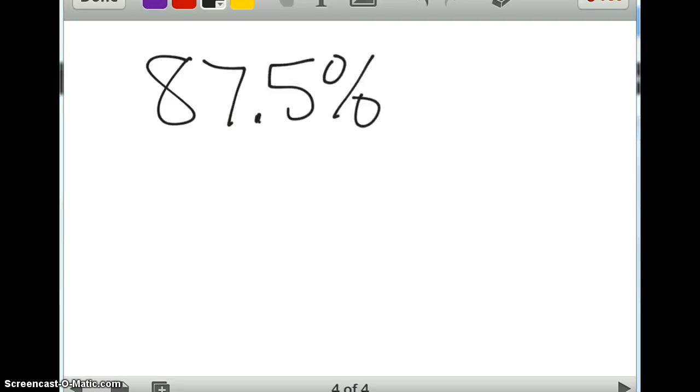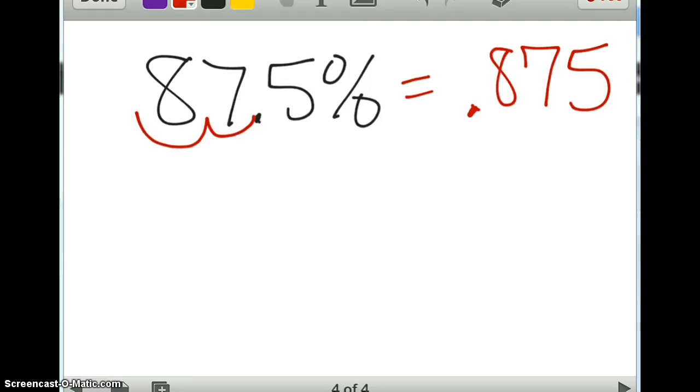So how do I go from a percent to a decimal? Well, do you remember when you went from a decimal to a percent, you multiplied by 100, so you moved the decimal point twice? Well, going back from a percent, you've got to divide by 100, and so this equals 0.875.